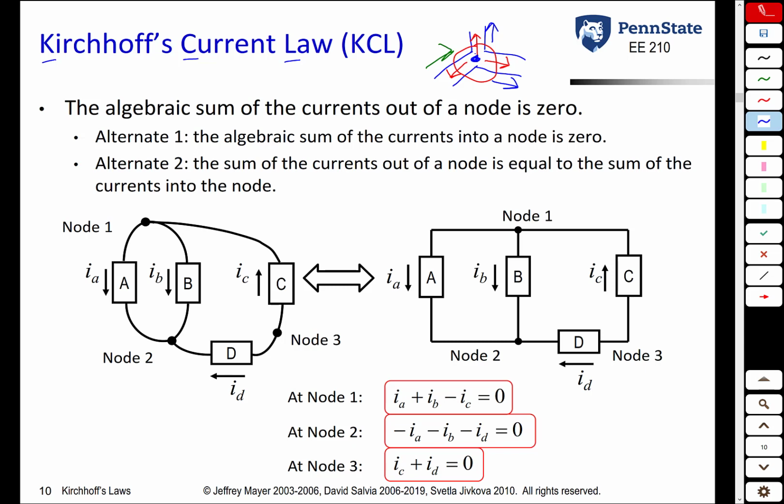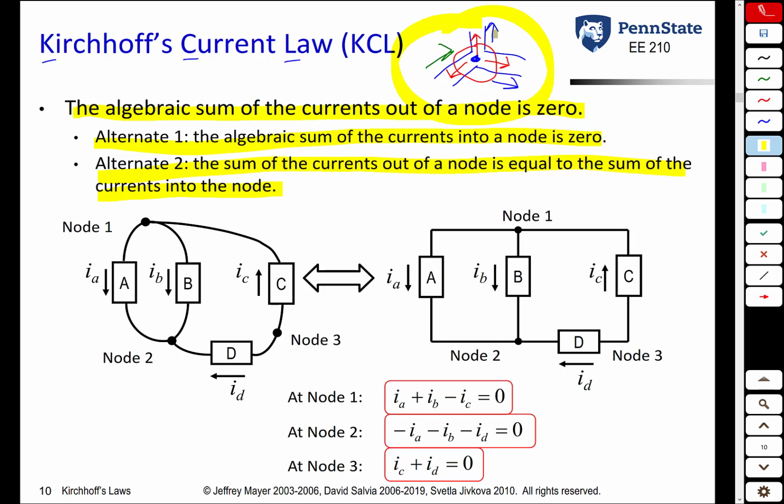Just like Kirchhoff's voltage law, there are a couple alternative ways to say Kirchhoff's current law. The definition I like to use is the one that says the algebraic sum of currents out of a node is 0. But you could equivalently say that the algebraic sum of currents into a node is 0. So whether you sum them going out of the node or into the node, it doesn't matter. It's going to give you the same ultimate equation. A third alternate says that the sum of the currents out of the node is equal to the sum of the currents into the node. For example, here, green equals the 2 blue.